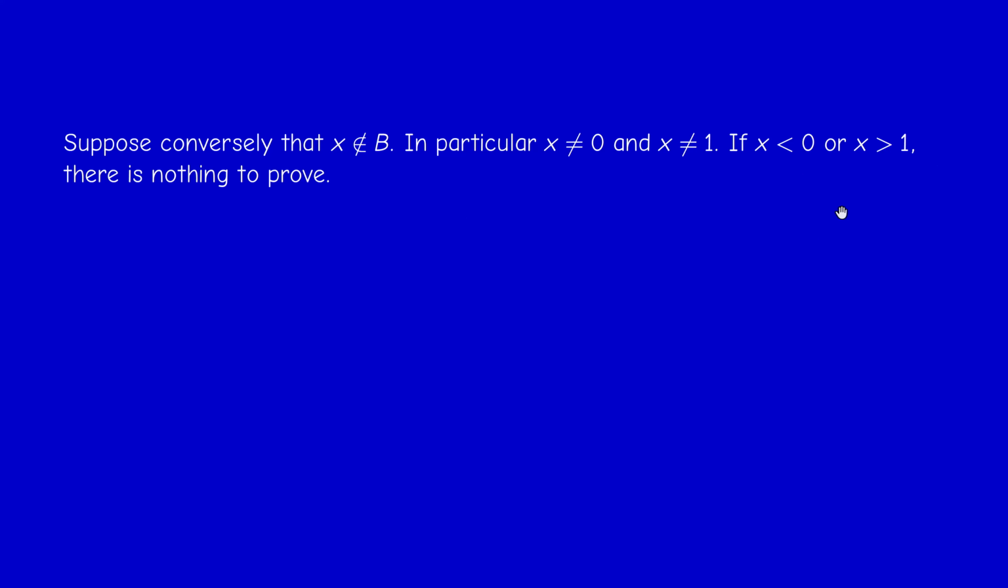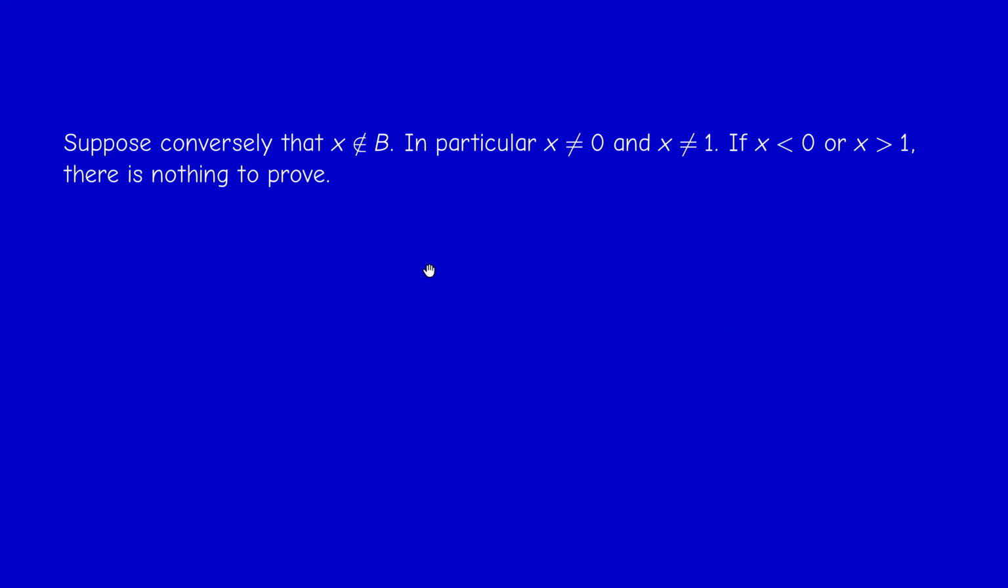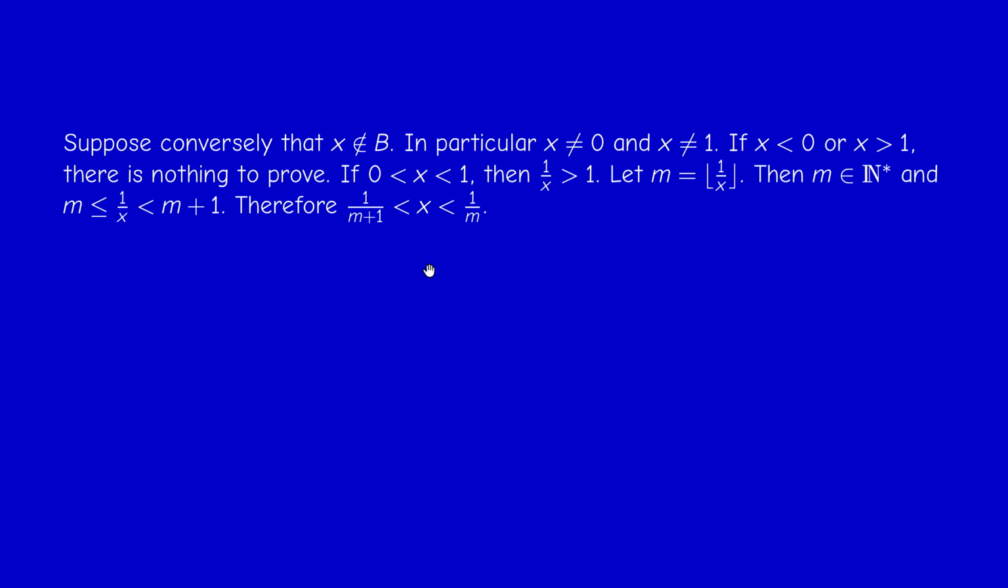So what did I prove now? I proved a double inclusion. First, I took X here and proved that it's here. And then in the second step, I took X here and proved that it's here. So what is the conclusion? If I look at the form of this union, all the intervals here are open. It is a union of open sets, and we know that any union of open sets is an open set. So the complement of B is an open set. Therefore, B is closed. And now I have to conclude.